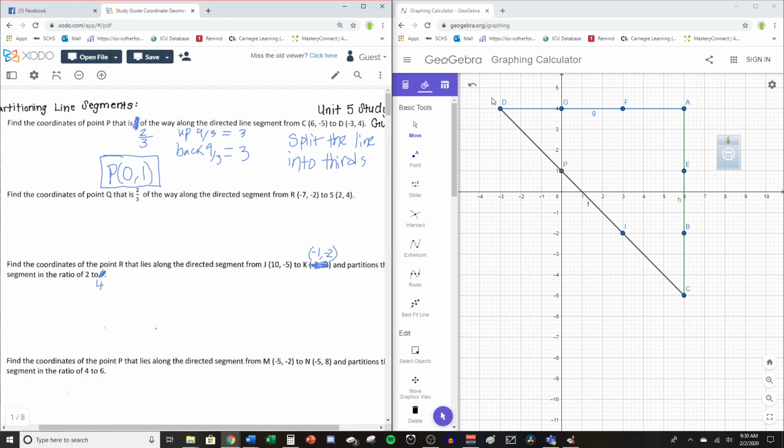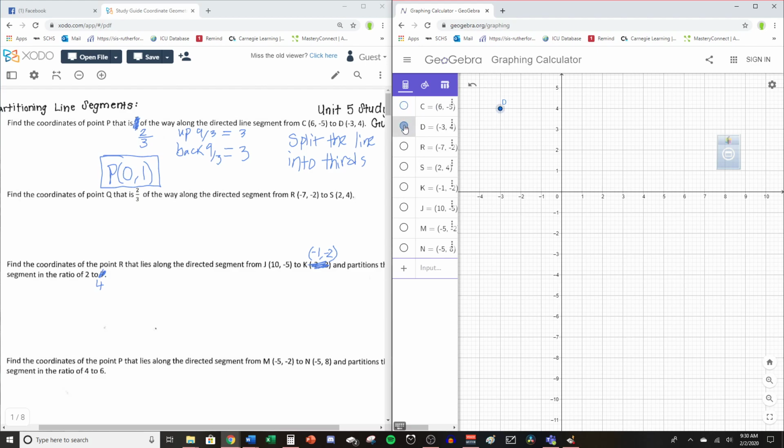All right. Similarly, let me get rid of all this. We're going to do the next question, which is RS. So we want to find the coordinates of point Q that is 2/3 of the way along the directed line segment. So this is just like the last one, 2/3 of the way. We need to find our change here, the vertical change and the horizontal change, and we need to split it into thirds, just like the last question. So I'm going to put R and S on here.